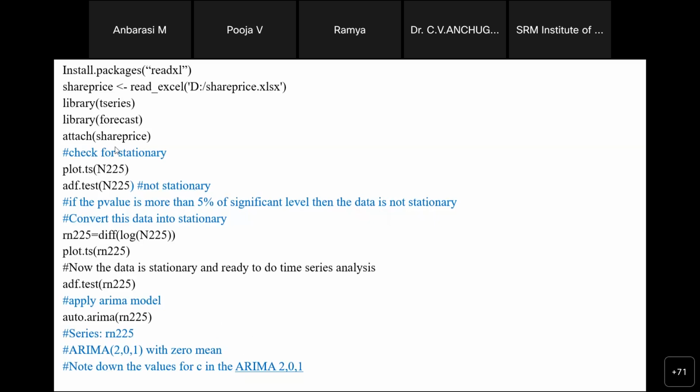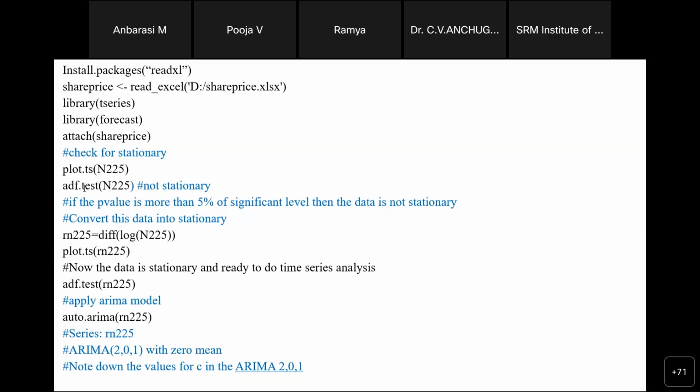For that, we have to increment the d value again. Only then can we get the p-value of 0.01. Until you get this p-value of 0.01, we have to keep on performing the differencing. Once you get the p-value of 0.01, then you can go for the ARIMA model. After converting the data set, only then should we apply this ARIMA model.